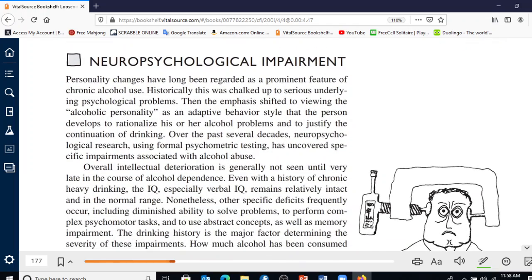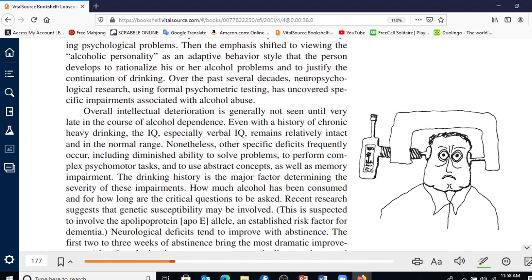Over time, neuropsychological impairment occurs. Drinking does make you stupid. The more you do it over time, you lose IQ.